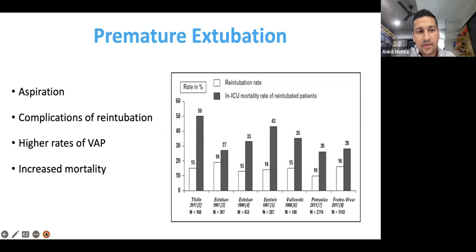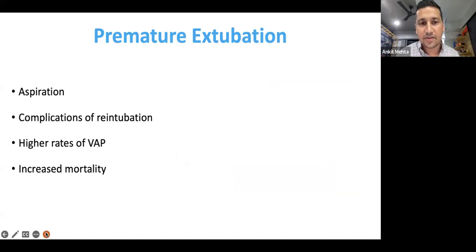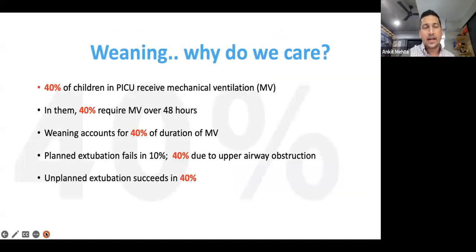Obviously there is a high rate of ventilator associated pneumonia if you prematurely extubate them. You might also have increased mortality. You can also have risk of aspirations. So there are a number of things which can happen. And that's why I'm taking your class, on how you wean, and why we care that weaning is such an important thing.